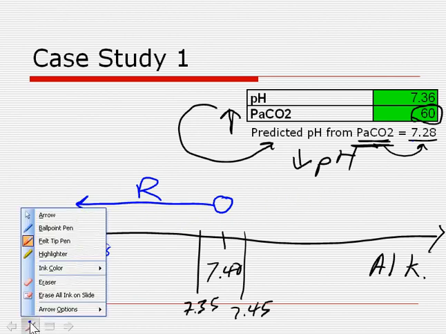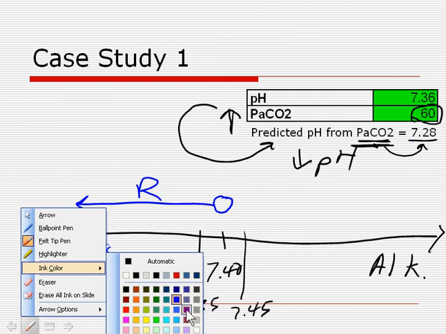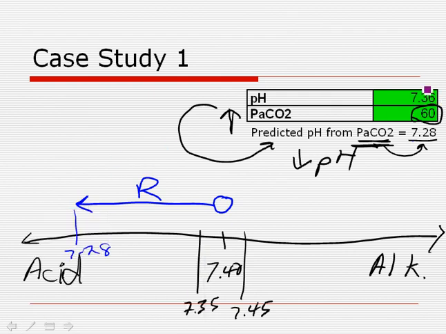Now let's plot the metabolic component of the blood gas. So I've got a pH of 7.36 in this zone. I start here from my respiratory point, and that's bringing me back this direction now to a pH of 7.36. That's my metabolic component.